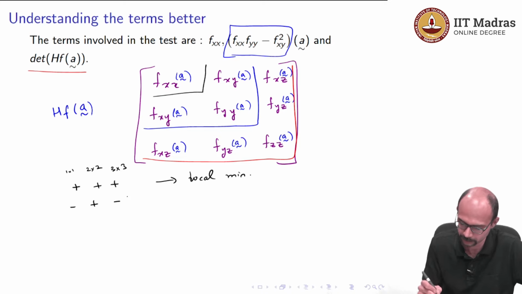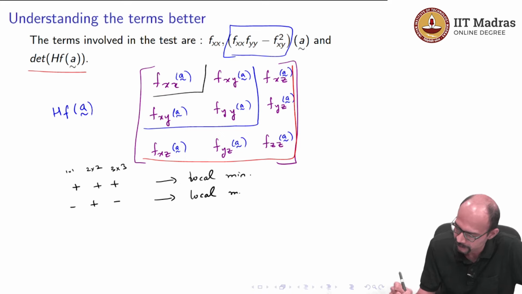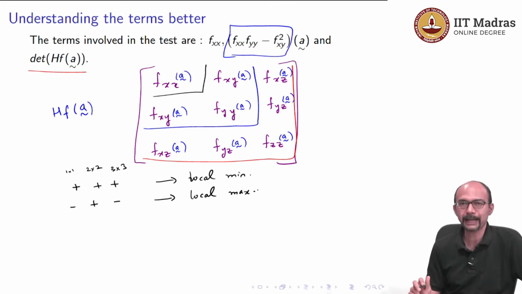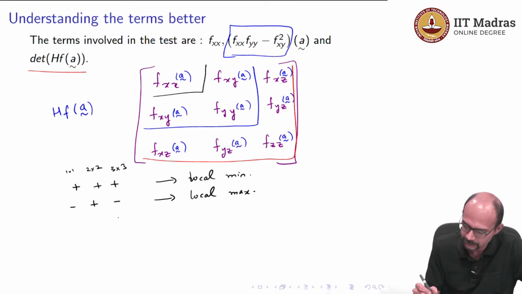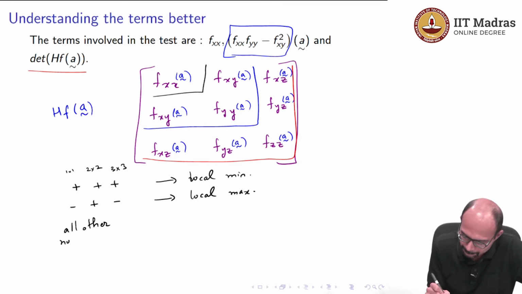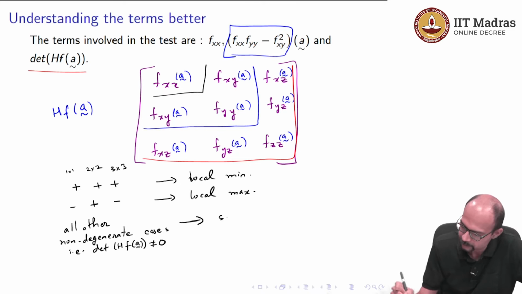If it is a minus, plus and a minus, note the alternating sign. This is very, very important. This is where students often make mistakes. If it is a minus, plus and a minus, it is a local maximum. And in all the other cases where the determinant is not 0, all other non-degenerate cases, by which we mean that the determinant is not 0, this is a saddle point.